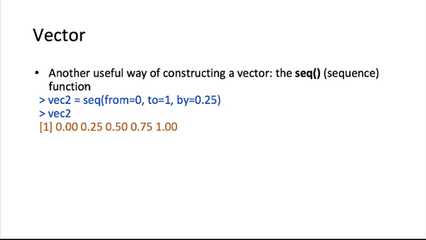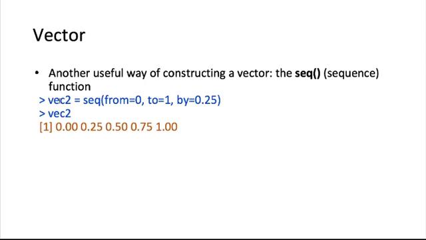So we've seen how to create vectors with individual characters or individual numeric values, ones, twos, threes, fours, fives, etc. But sometimes you want to create a really long vector, and the numbers in that vector appear sequentially. Well, we can use the function seq that allows us to create a sequence to create a vector. So here you can see an example.